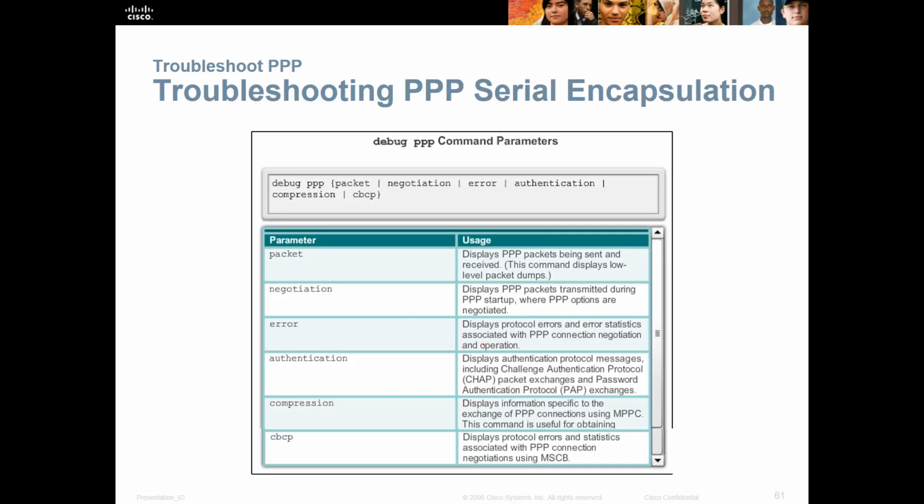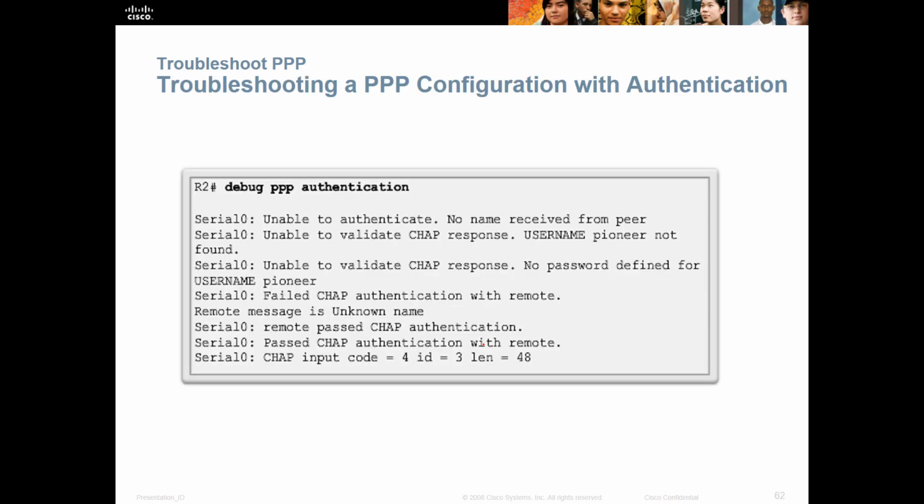Debug PPP packet will show you the packet errors, negotiation errors, compression errors. Each one of those will show you specific errors. Debug PPP, what do you want to look at?